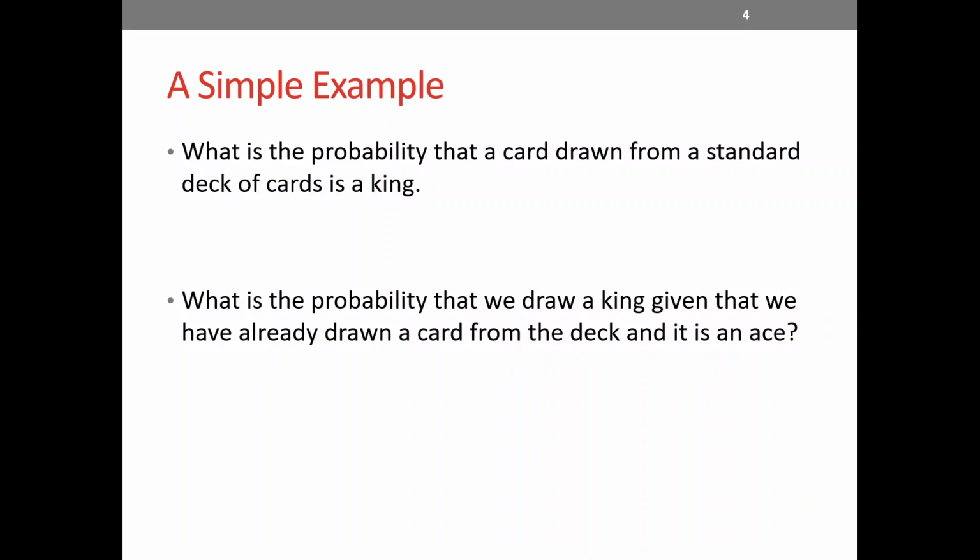Okay, let's look at this first question. What is the probability that a card drawn from a standard deck of cards, that's 52, right, is a king? Now, we have seen this before, so the probability of drawing a king is 4 over 52, right? We know how to do this. This is the discrete probability definition that we talked about in previous lectures, right?